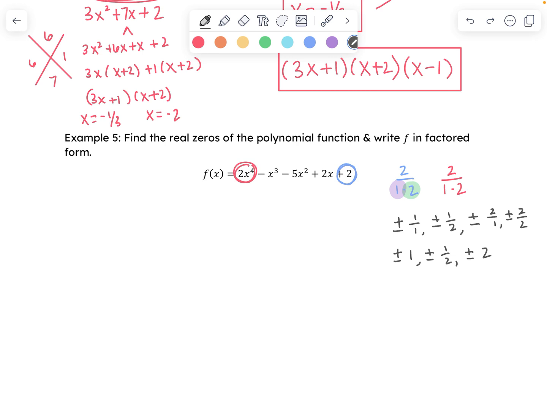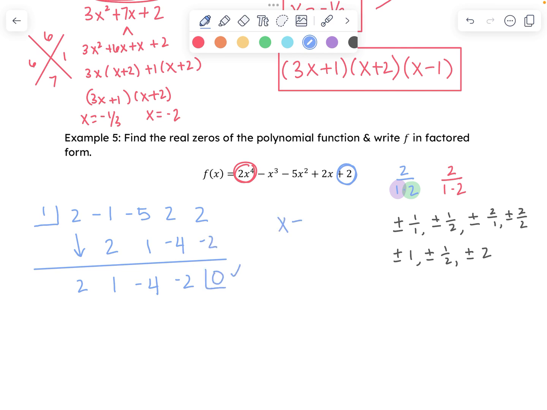And let's try 1 again. So I've got 2x to the fourth, negative 1x cubed, negative 5x squared, 2x, and 2. So bringing down the 2, 2 times 1 is 2. Then I get 1. 1 times 1 is 1, so I get a negative 4. Negative 4 times 1 is negative 4, so I get negative 2. Negative 2 times 1 is negative 2, which gives me a 0. So we're good, and x equals 1 is one of my answers.